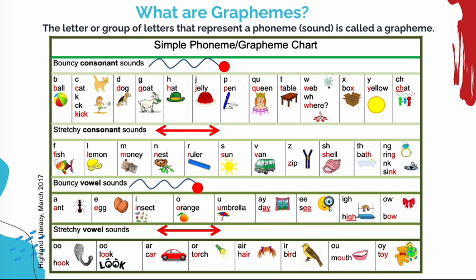There are 4 types of graphemes: single letter graphemes such as B, P, and T, digraphs, which are 2 letters that make one sound such as CH, SH, TH, and trigraphs, which are 3 letters that make one sound such as I in the word sigh, or light, but without the L and the T. Some research also identifies 4-letter graphemes. Phonics instruction is geared towards helping students to recognize the relationship between these graphemes and the phonemes in spoken language.